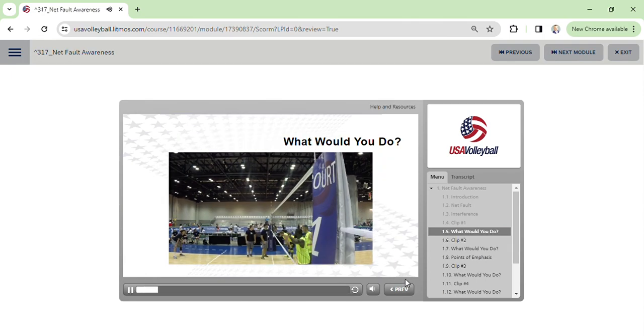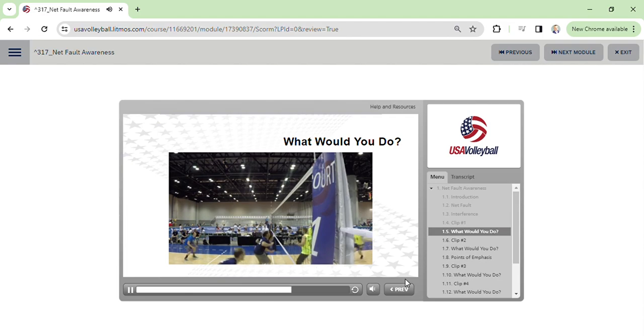As you watch the clip a second time, ask yourself some questions. First, and most importantly, did the referee see the net contact? Was the player who contacted the net in the action of playing the ball? Was the net contact a fault, or should play continue?